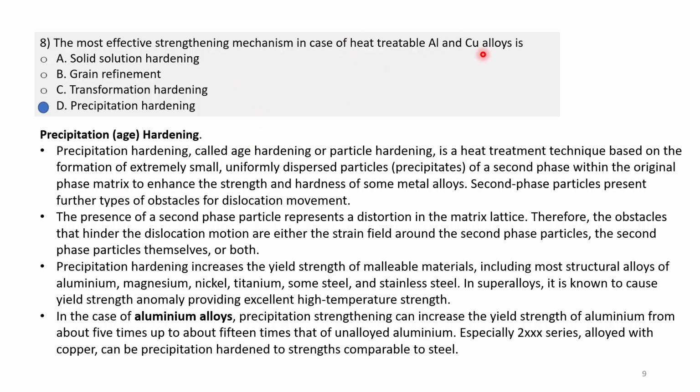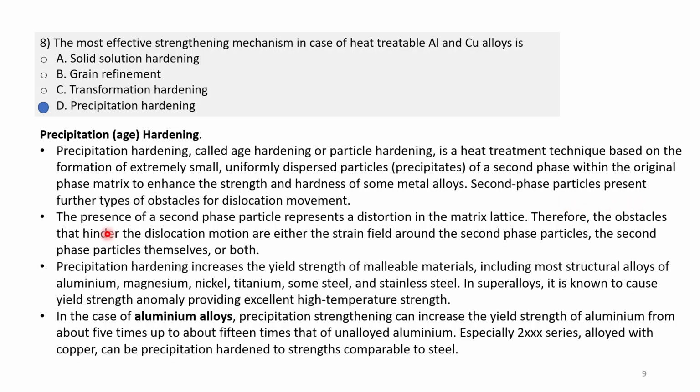In case of aluminum copper, when you see its phase diagram, you will see there will be formation of precipitates. Precipitation hardening, also called age hardening or particle hardening, is a heat treatment technique based on the formation of extremely small, uniformly dispersed particles, precipitates of a second phase within the original phase matrix to enhance the strength and hardness of some metal alloys.